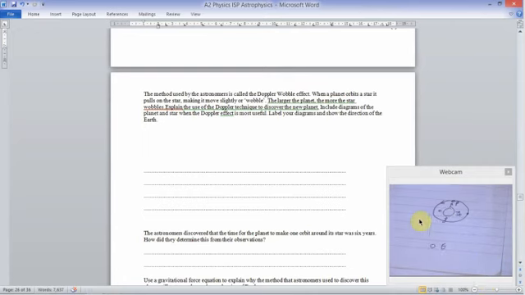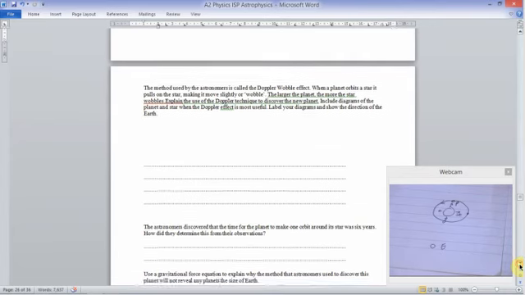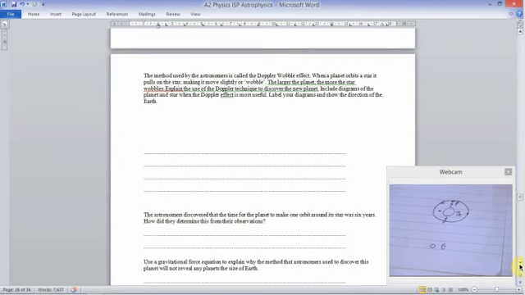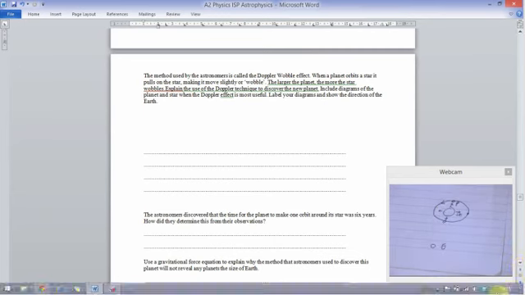The astronomers discovered that the time for the planet to make one orbit around its star was 6 years. How did they determine this from observations? Well, they look at how long it takes for the planet to return to the same position in its orbit, or how long it takes to get from one side to the other. If it started here, how long does it take to get around to there? That's half the orbit. Or if it started there, how long does it take to return to that point? That's how you determine how long an orbit is.